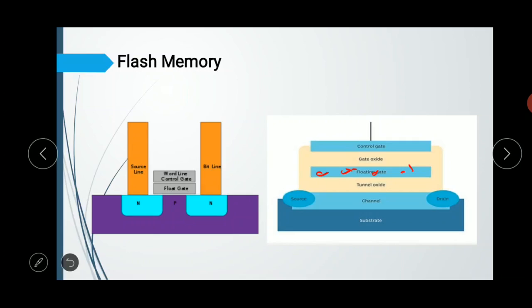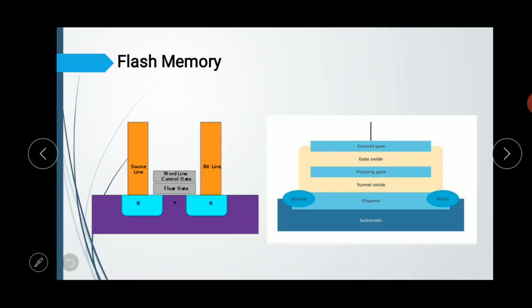When electrons are removed, means there is no electron present in the floating gate, current is allowed to flow and that bit state is 1. The memory cell can have two threshold voltages as per presence of electrons in the floating gate.